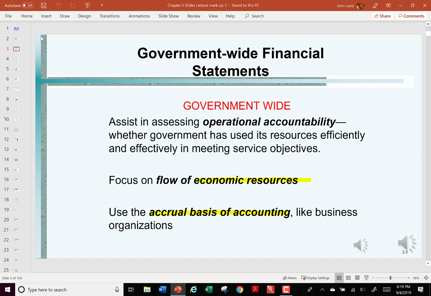Now we're at the government-wide statements. As we said last time, we're focusing on operational accountability, right? And we're using the economic resources measurement focus, and we're using the accrual basis of accounting. Accrual basis of accounting is the same type of accounting that you've been using for a long time in all your other accounting classes, etc., right? Okay. Economic resources, we're going to be recording assets, we're going to be depreciating assets. Operational accountability is looking at the efficiency, the effectiveness of this government, right?